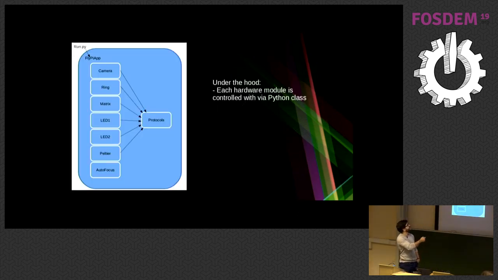The idea is to have all of this as modular as possible. So each one of the hardware components is a class in Python. You can easily add or change the number of classes, or for instance, you could repeat a number of ring classes if you wanted to use several rings in the device, or the different LEDs and so on, of course, provided you made the hardware changes to go with it.